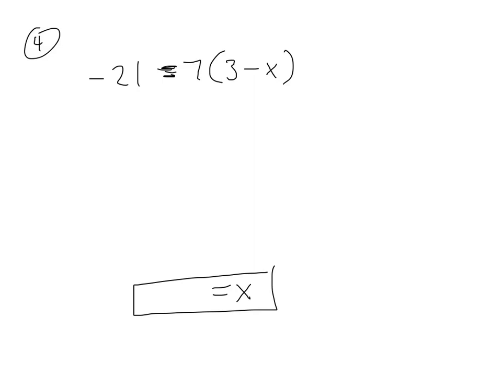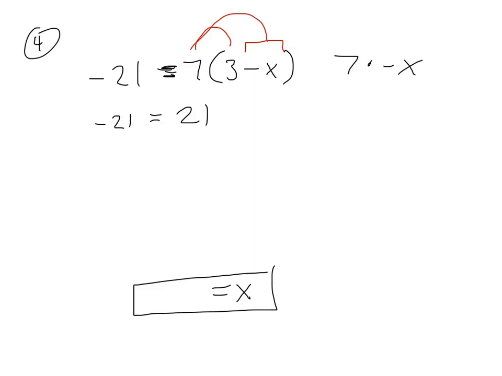Now, I want you to think of parentheses like prisons, and I want you to think of the things inside the prisons as innocent. So we're trying to break the innocent things out of prison. The way we do that is not by using tactful lawyers. We use distributive property in math. So I'm going to distribute the 7 to the 3, which is going to get me, I'm going to rewrite my negative 21 equals 7 times 3 is 21. And then 7 times negative x, make sure you keep that sign.